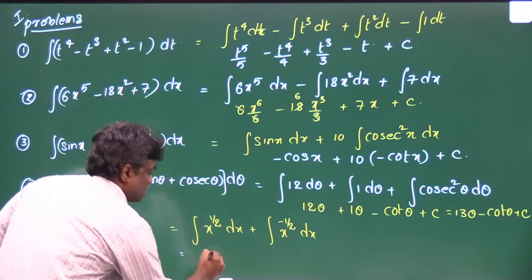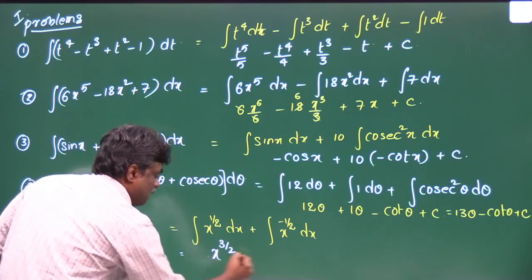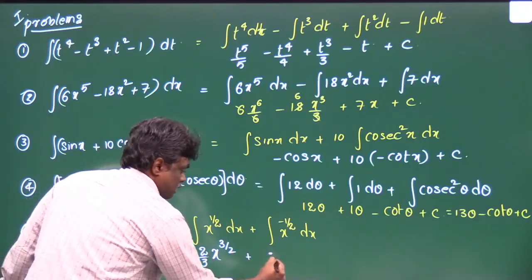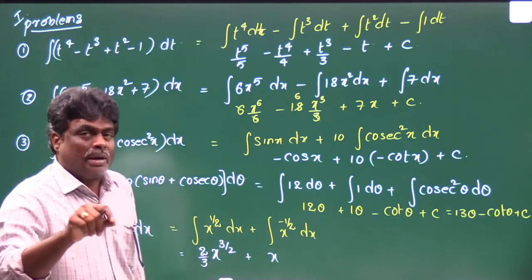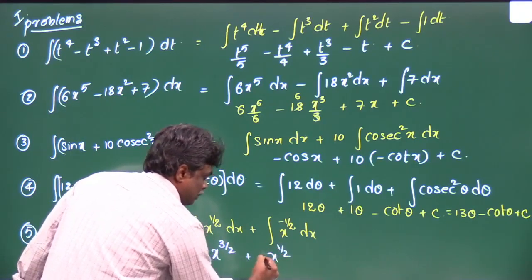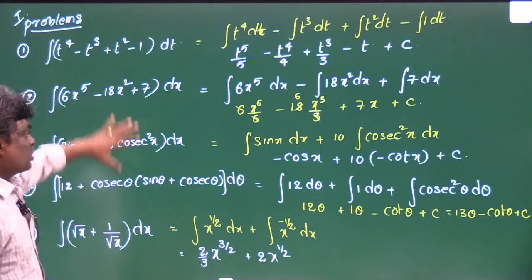Okay, so this is x power n plus 1, that is 3 by 2, that's why it is 2 by 3, and this is x power minus 1 by 2 plus 1, that is 1 by 2, that's why into 2. I hope you got it. So please check your answers.